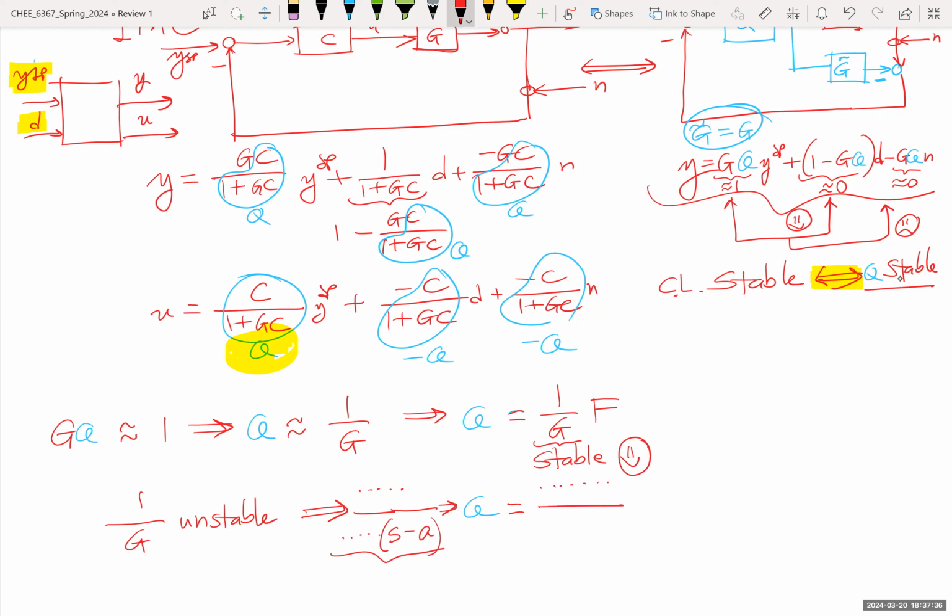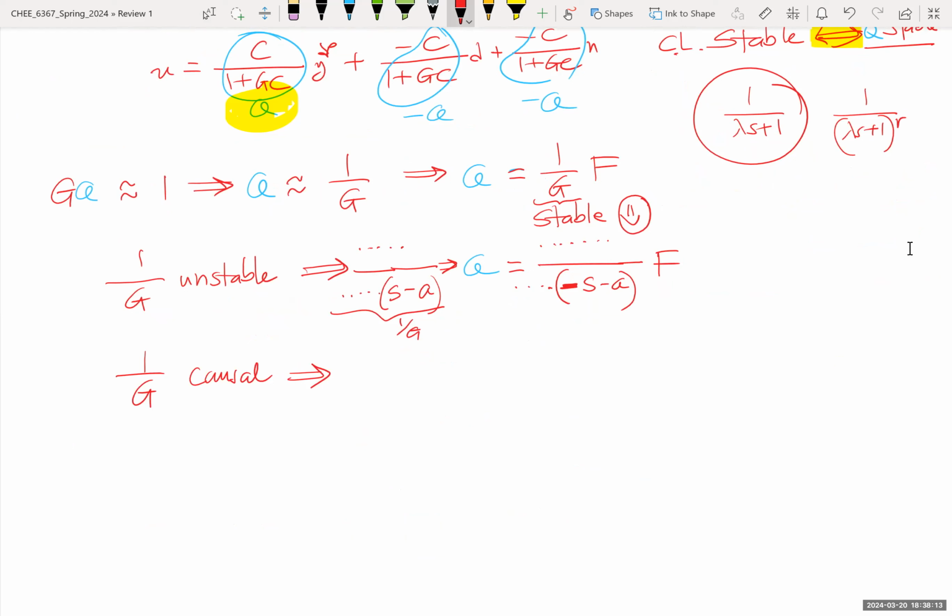In fact, frequently we raise this to the power r so that the degree of the denominator in Q can be greater than or equal to the degree of the numerator. That's simple. And of course, it also has to be what we call causal, which means if 1 over G is not causal, if 1 over G has stuff like e to the plus theta s, which is not causal, then this is one part and this is the non-causal part.